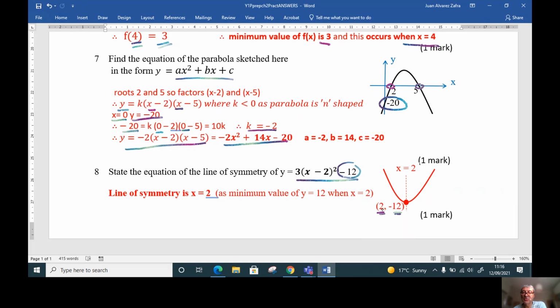Okay, so if the minimum point has coordinates 2, minus 12, then x equals 2 is going to be the line that goes through the coordinate x is 2. And so if the turning point is 2, minus 12, then the line of symmetry will just be x equals 2. Okay, I hope that helps to understand these answers.